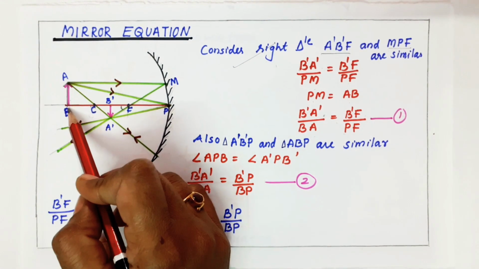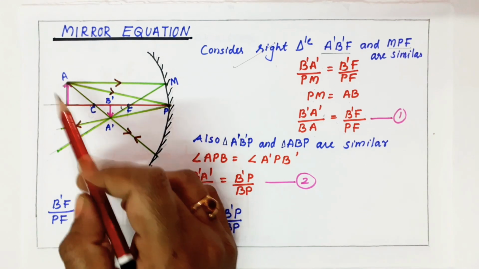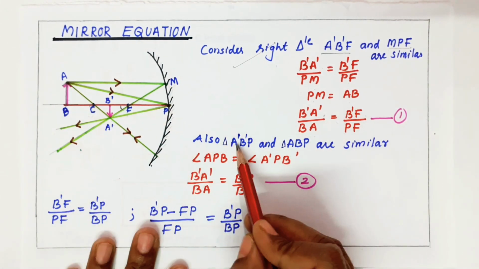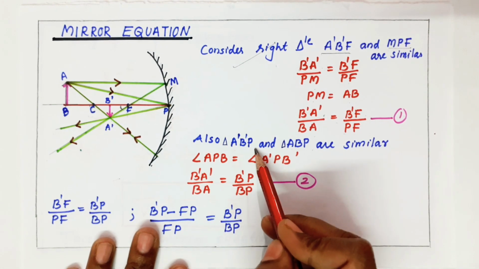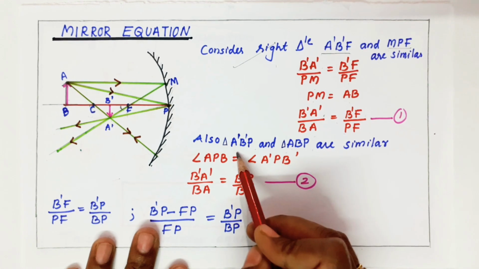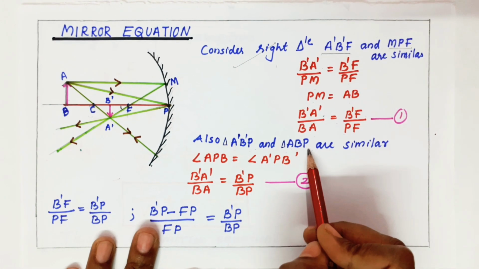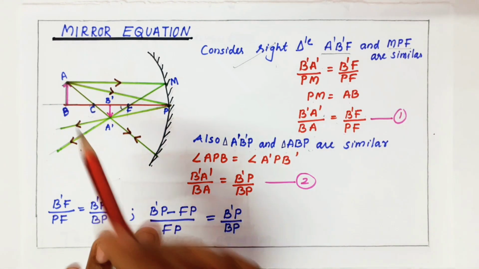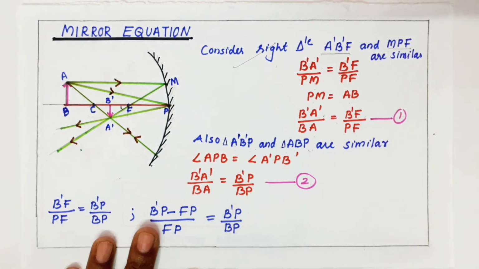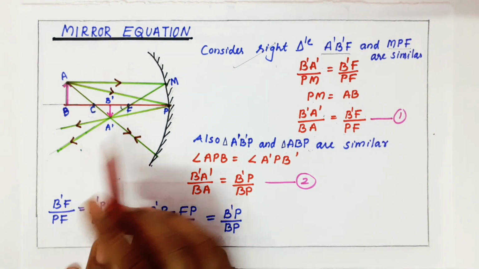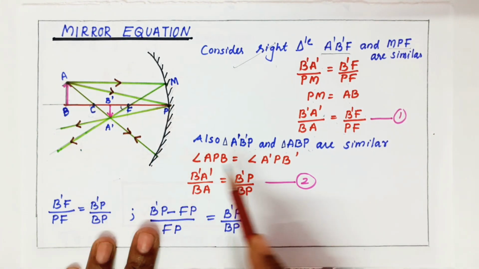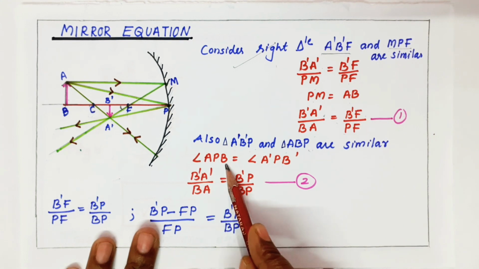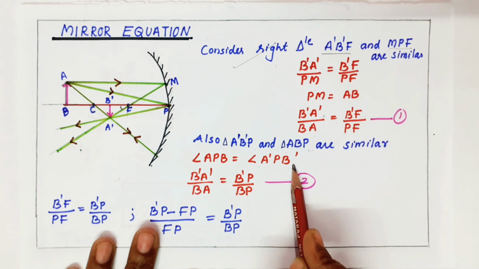Okay. So AB is your object, A dash B dash is your image. So object with respect to P means triangle is ABP. Image with respect to P is A dash B dash P. So you take these 2, A dash B dash P and ABP. These 2 triangles are also similar. Then because we know that angle of incidence is equal to angle of reflection, that only I wrote it here. Angle APB is equal to angle A dash PB dash.